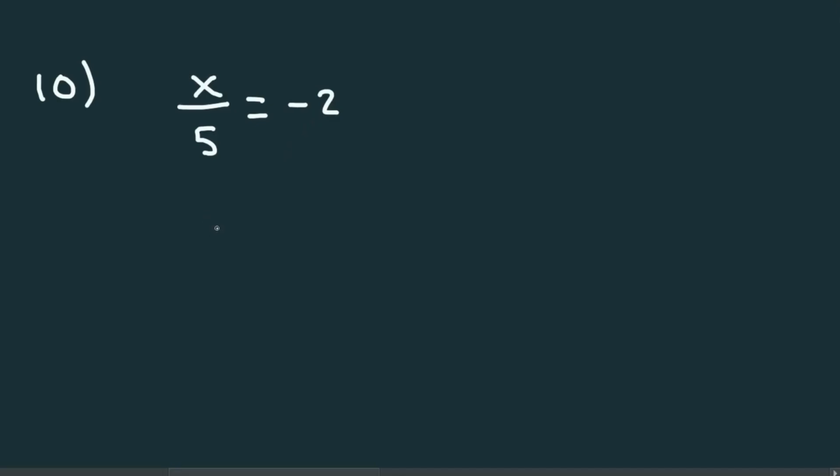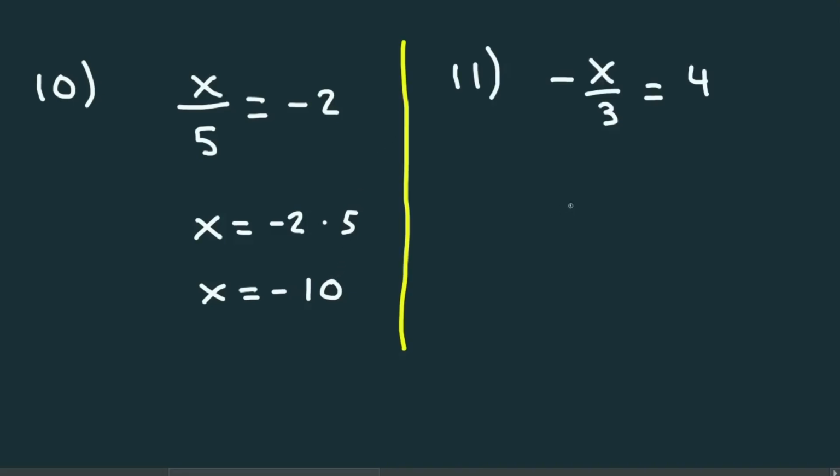And example 10, x over 5 equals minus 2, so x equals minus 2 times 5, x equals minus 10. Example 11, minus x over 3 equals 4. Here I can multiply both sides by minus 3, because minus times minus is a plus, so I will end up with the left-hand side with just x, and on the right-hand side I will have 4 times minus 3, so x equals minus 12.